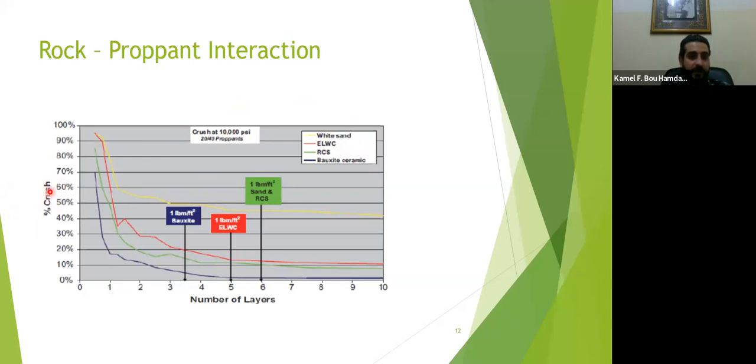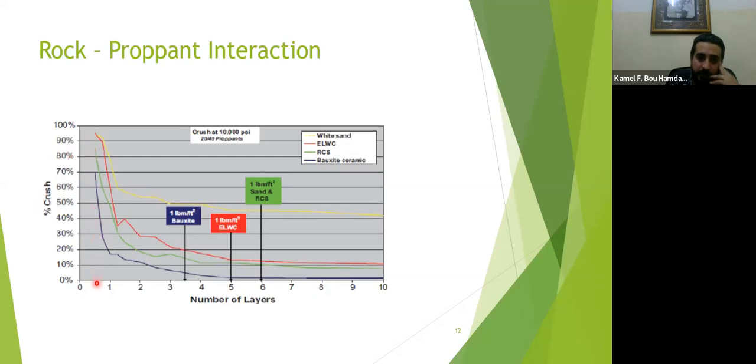So you can see that the percentage of crushed proppants is changing for all of them. If we have a higher percentage of crushed proppants, this can relate to larger loss in fracture conductivity. So more crushed proppants means we are losing our fracture conductivity more.